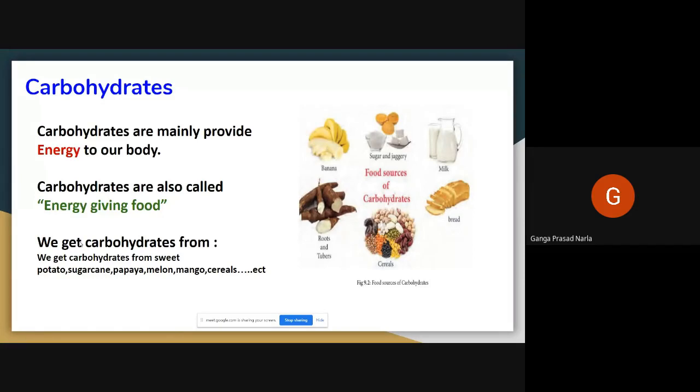Do you like to eat sugarcane? Sugarcane juice, I like so much.